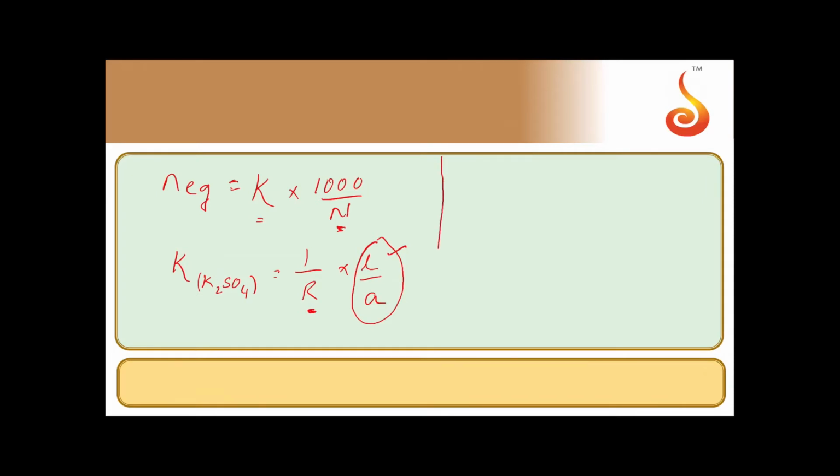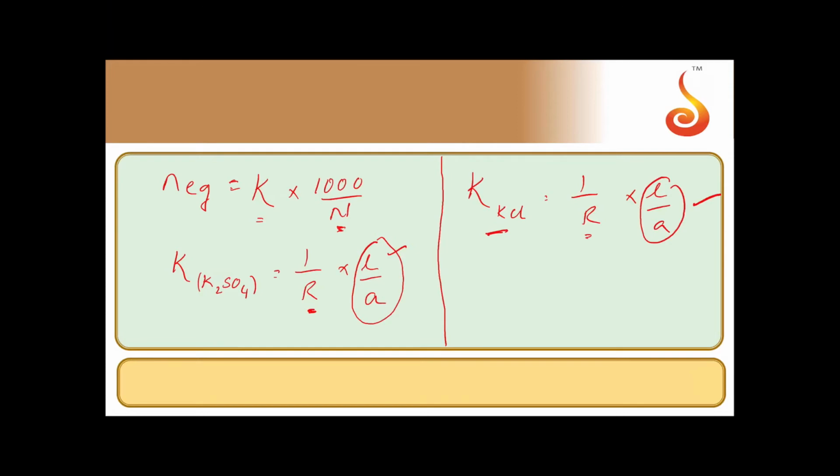So now let us see how to calculate the value of L by A. For this, they have given the potassium chloride data. Again, kappa of potassium chloride is equal to 1 by R into L by A. You can find out the L by A value using kappa of potassium chloride as well as resistance. Both the values are given to us. We need to understand one point here. The cell constant value, which is L by A, remains the same whether you are using potassium chloride or potassium sulfate in the given conductivity cell.